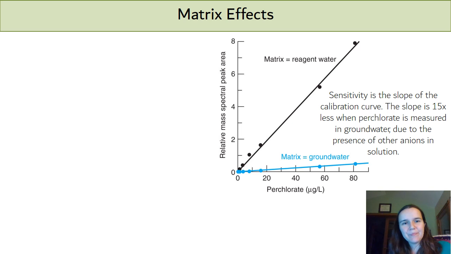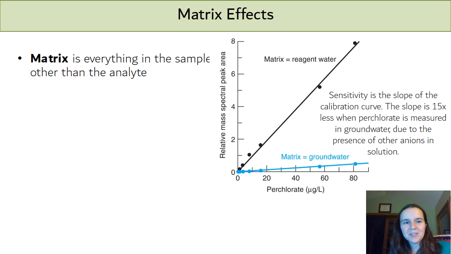Now, matrix effects are the bane of an analytical chemist's existence, and they're very, very common. So what's shown here is an overlay of 2 different calibration curves. The analyte is perchlorate, and the black line is made with reagent water. Basically, it's distilled water. You get a nice high sensitivity, high slope of this calibration curve. And then the slope is 15 times less when you measure the perchlorate in groundwater. The reason for this is that there are other anions in the solution of the groundwater, and those cause problems, essentially.